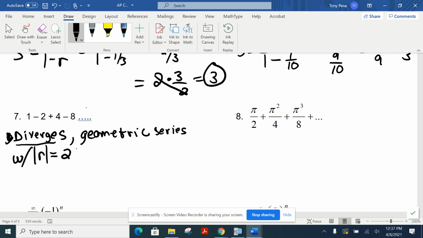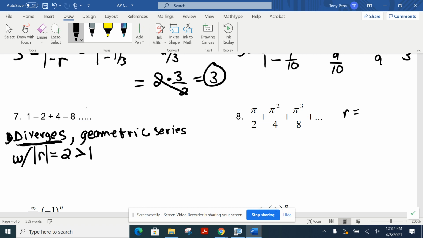And then what you need to show is which is greater than 1, because the absolute value has to be less than 1. You're going to do all these little justifications over the next 2 weeks. That's the very first one. Geometric series with an absolute value of our ratio equal to 2, and it's greater than 1. That's why we diverge.